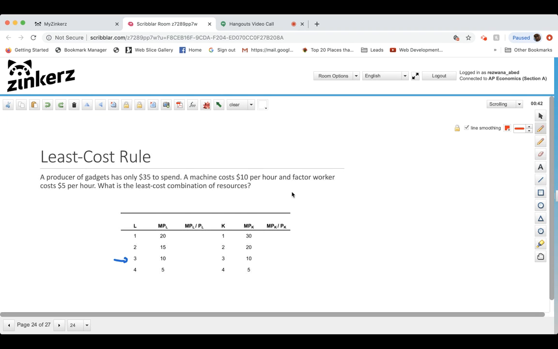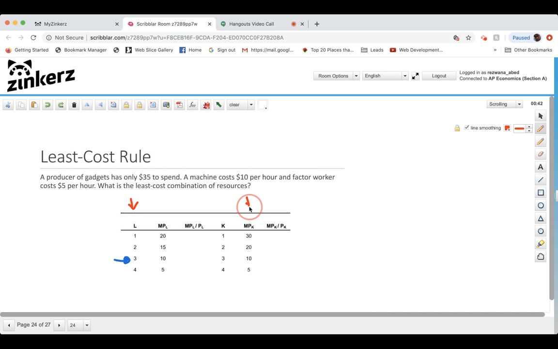The way we do it is the same way that we did it for the utility maximization type of problems. Here we were given labor. If we hire 1, 2, 3, 4 workers, we can hire up to 4 workers, and the marginal product of labor from the first worker is 20. For the second worker, it's 15. For the third worker, it's 10. And the fourth worker, it's 5. So we see that the marginal product of labor is going down. And same thing for capital. We can hire all the way from 1 to 4 machines.